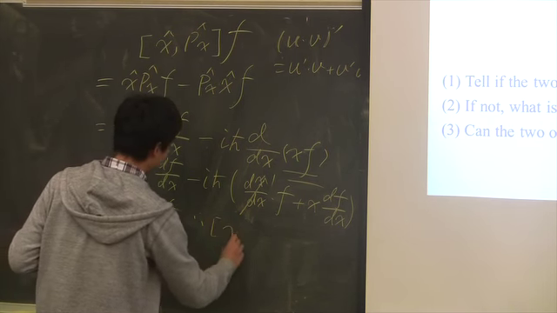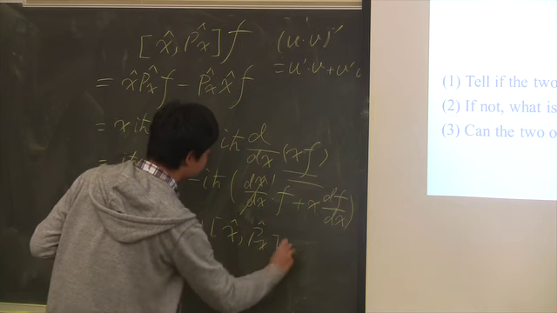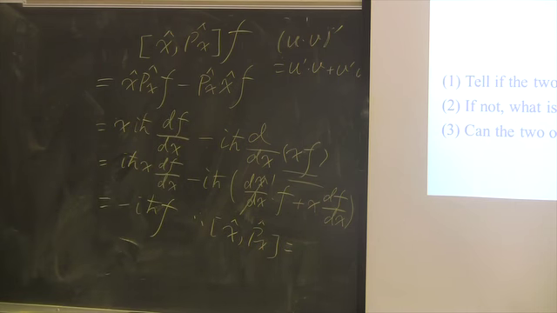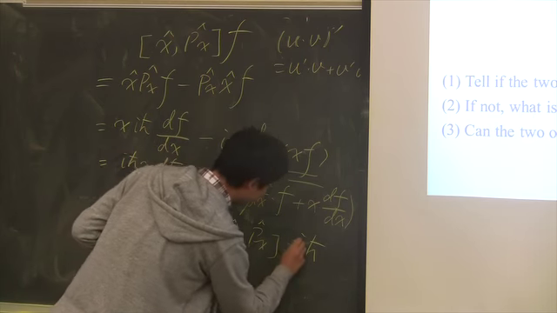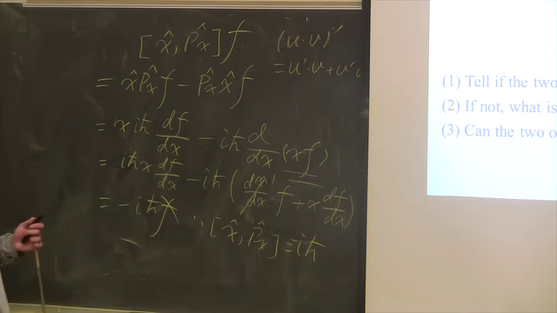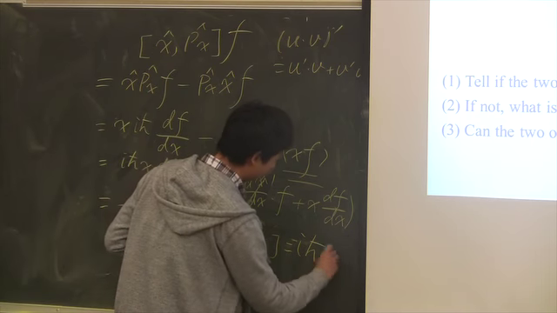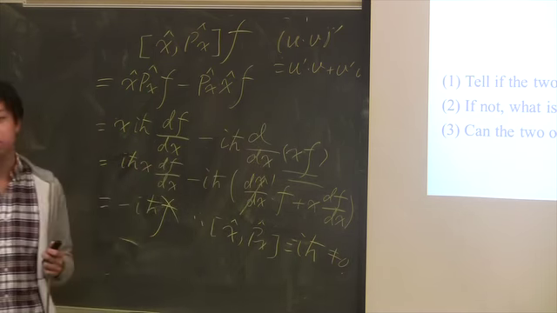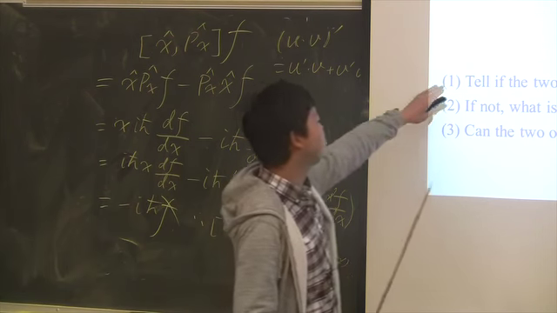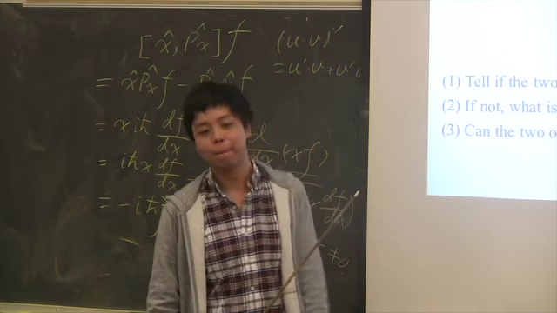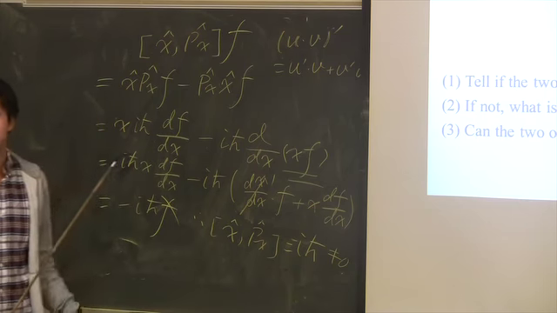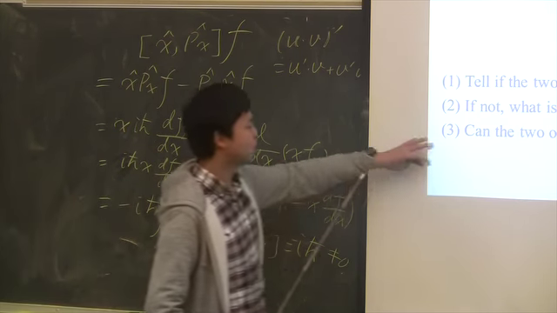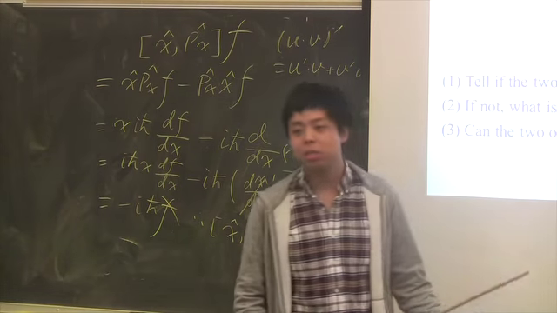So, can you tell me what is the commutator? The fourth step is what? Take out f. With negative i h bar f. So of course, from here you know it's not equal to 0. It's not equal to 0, so the first question, tell if the two commute or not, is answered. Second one, if not, what is the commutator here? Negative i h bar. Okay.